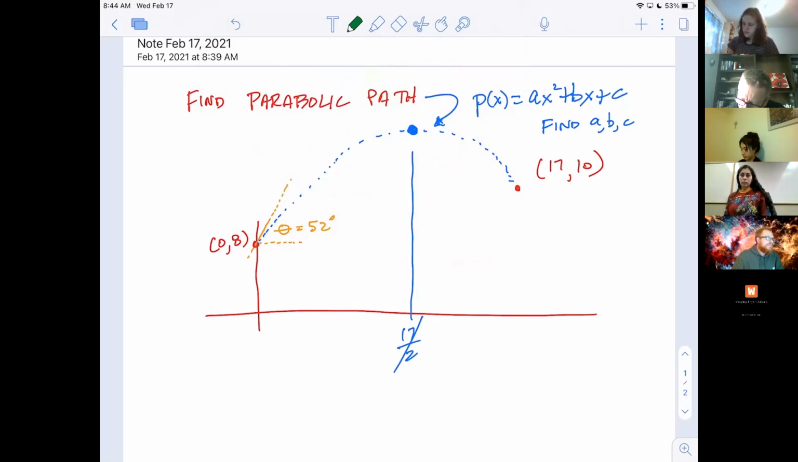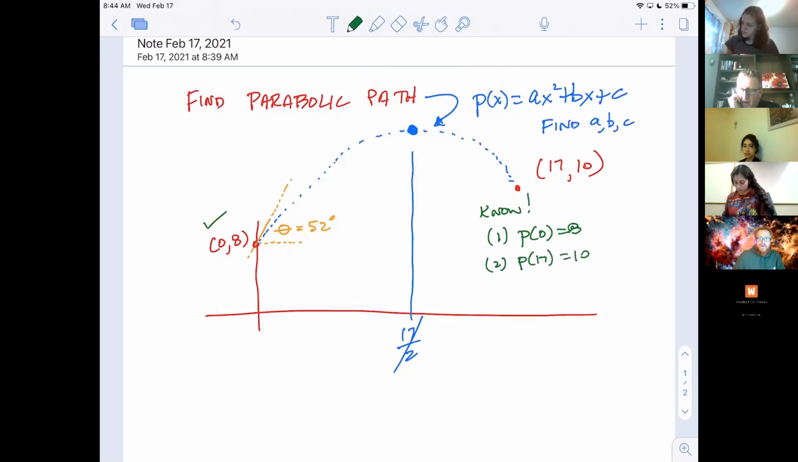So what do you know? What has to be true algebraically? Well, 1, P of 0 has to be 8. Check. That's one fact. In other words, the point (0, 8) has to work in that equation. Secondly, doesn't the point (17, 10) have to work? So P of 17, when X is 17, that equation better spit out 10.